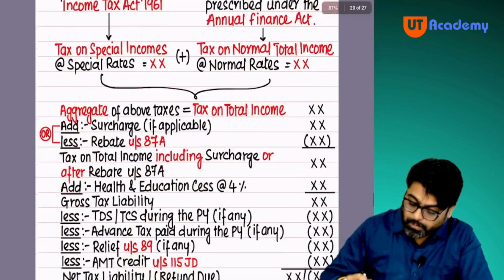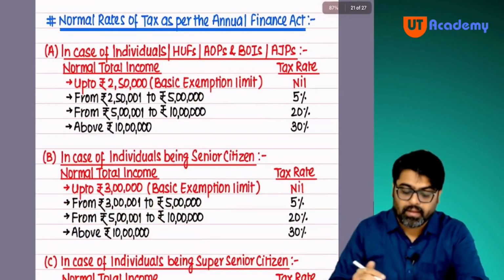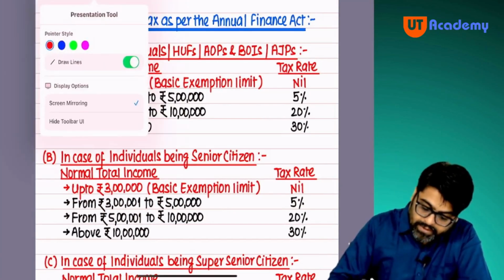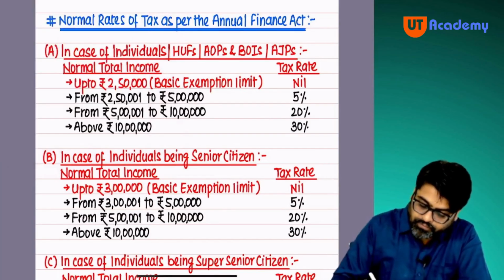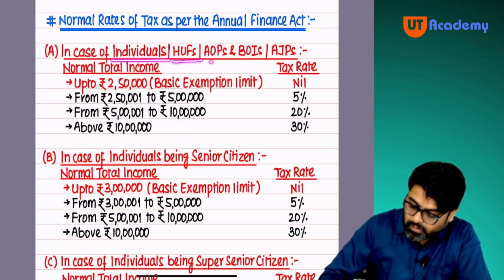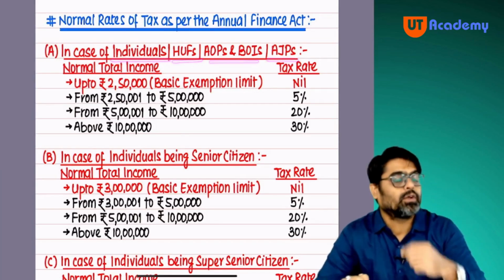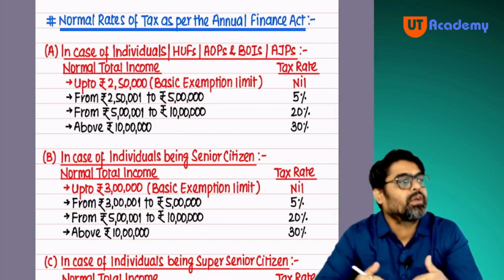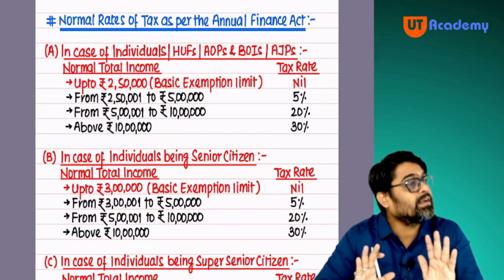Yes or no? Now please pay attention over here. Part A is about individuals, HUFs, AOP, BOI and AJPs. The tax rates which are applicable for individuals, HUFs, AOP, BOI and AJP are the same.